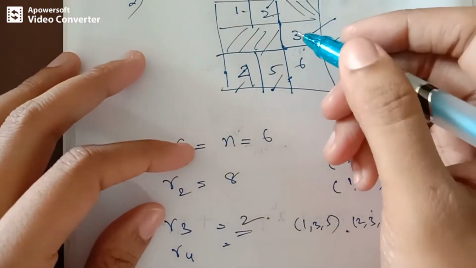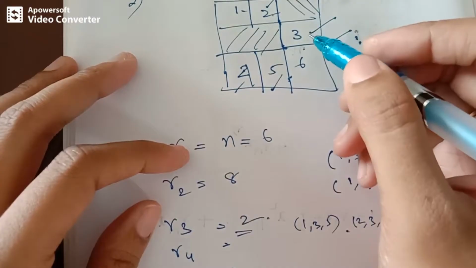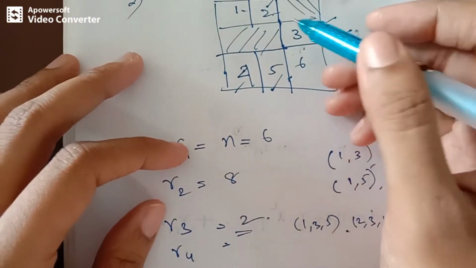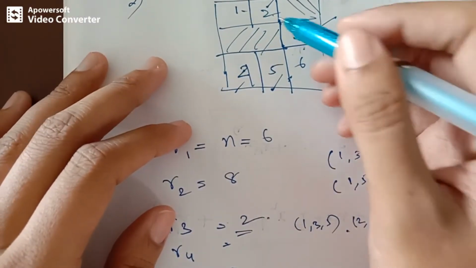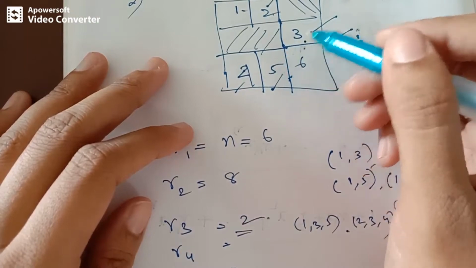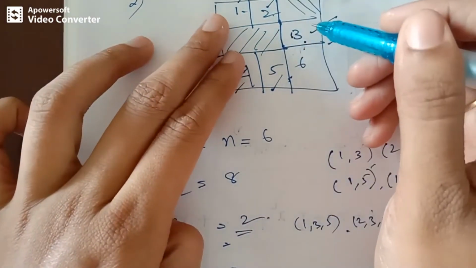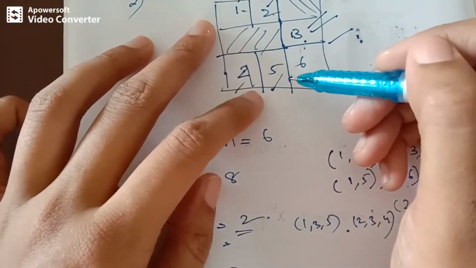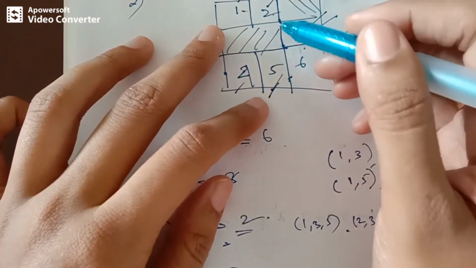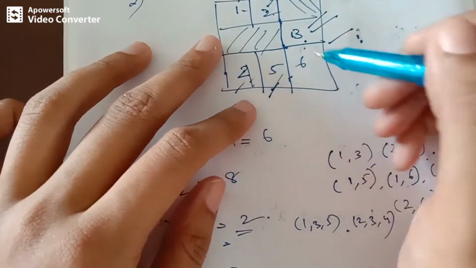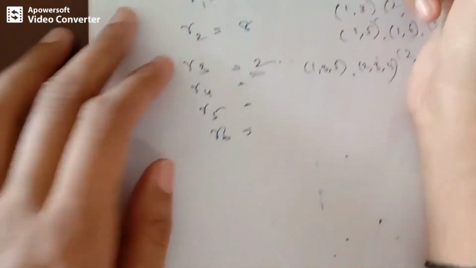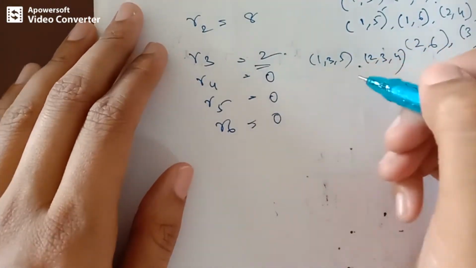So let's find out R4. Obviously R4, R5 and R6 are 0. We cannot have 4 pawns placed so that they do not capture each other. If we start placing one pawn here, a second pawn here, a third pawn here, and one more pawn, they are going to capture each other. Therefore, the value of R4, R5 and R6 is 0.